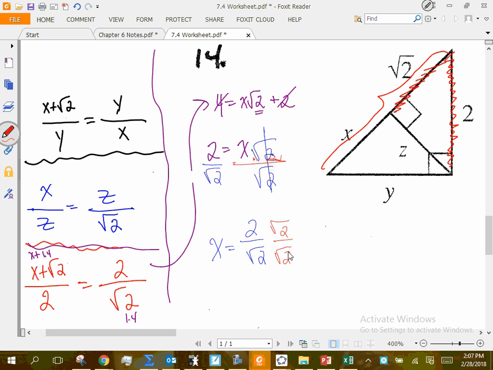Because what did I just multiply by? What's radical 2 over radical 2? It's 1, right? Anything divided by itself is always 1, correct? So I'm multiplying this blue thing by 1. Okay? But it gets rid of the radical, don't it?